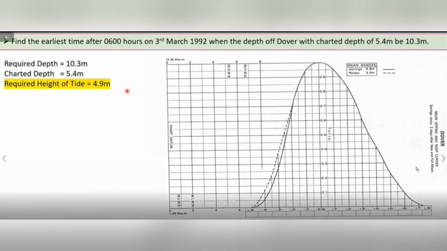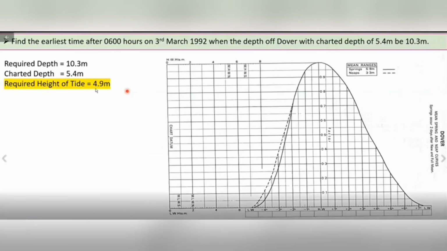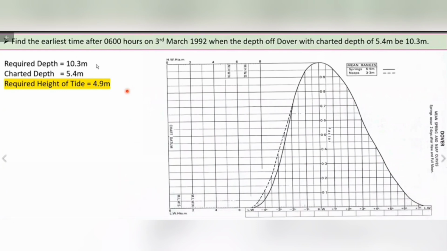Okay, so you see beta, in this particular question, now we need a height of tide of 4.9 meters. बिकॉज जब 4.9 मीटर्स की हाइट ऑफ टाइड होगी तभी इस लोकेशन पे डेप्थ 10.3 मीटर्स हो पाएगी. सो यू सी इट इज़ डिफरेंट फ्रॉम द फर्स्ट क्वेश्चन विच वी डिड.